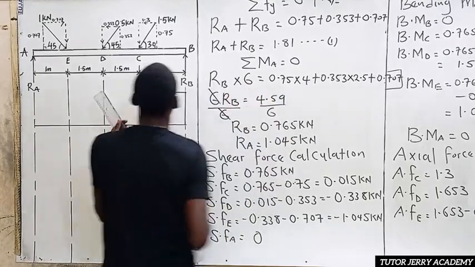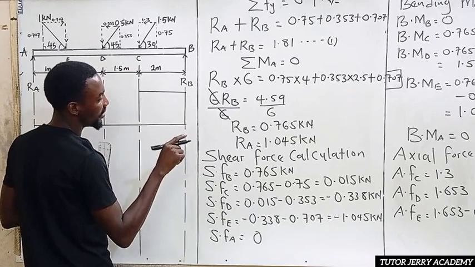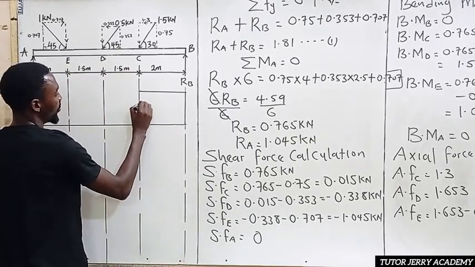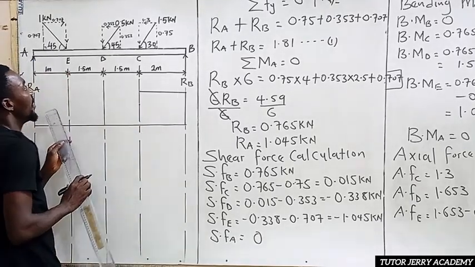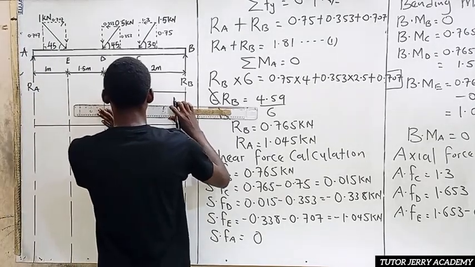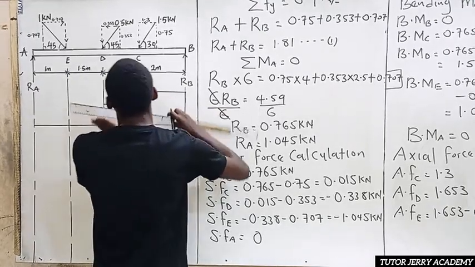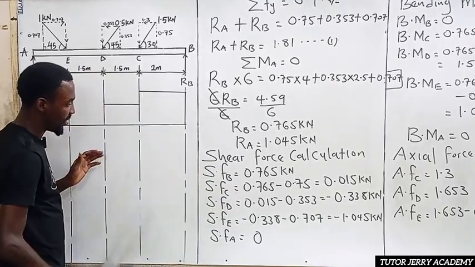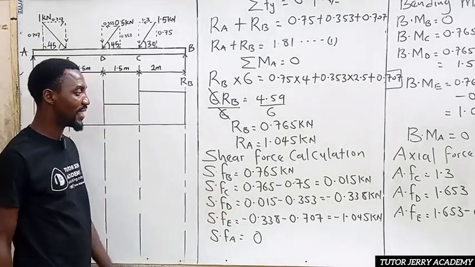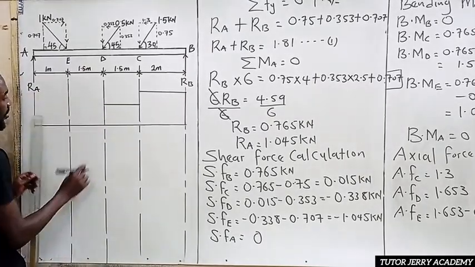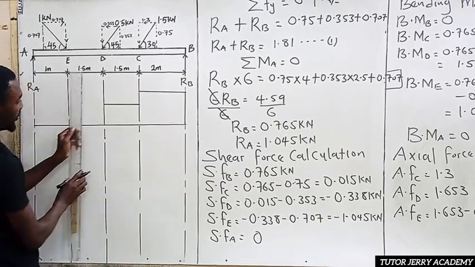All right, so now at point C we have our shear force to be what? 0.15. So 0.15. Let's make it to be somewhere around here. All right, so now between point C and D we don't have any load, so we are going to have a constant line here. All right, so now at point D we have our shear force at point D to be what? Minus 0.338. So we are going to minus 0.338. So let's make this point to be that.